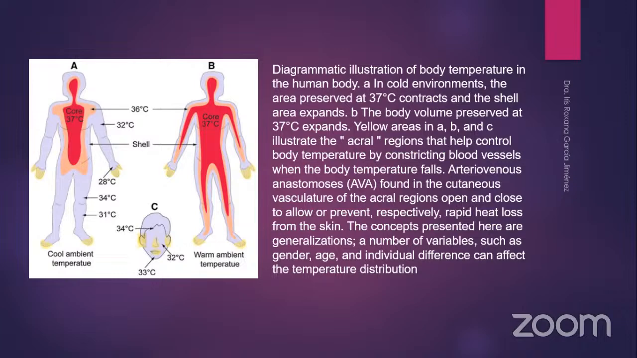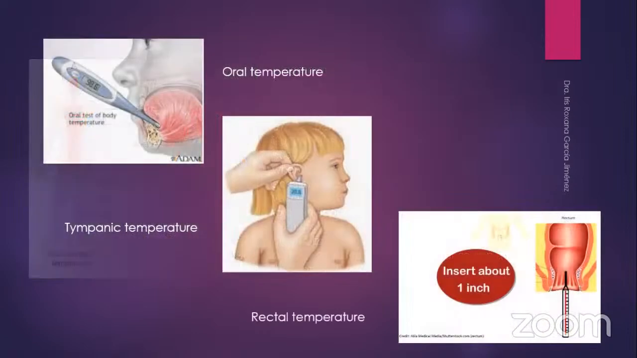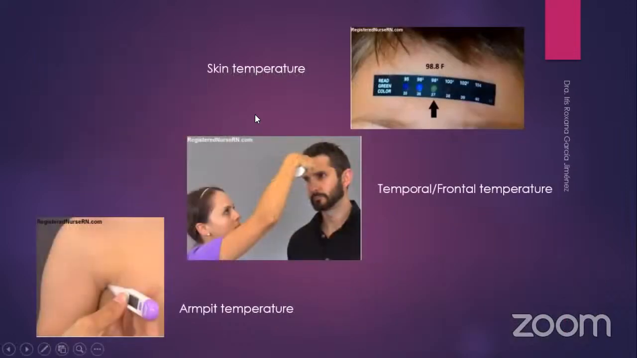And it's very interesting, this study, because you have the chance to get a detail that sometimes we don't consider. The places we usually take the temperature are the oral temperature, tympanic temperature, the rectal temperature, the skin temperature, temporal or frontal temperature, and armpit temperature.